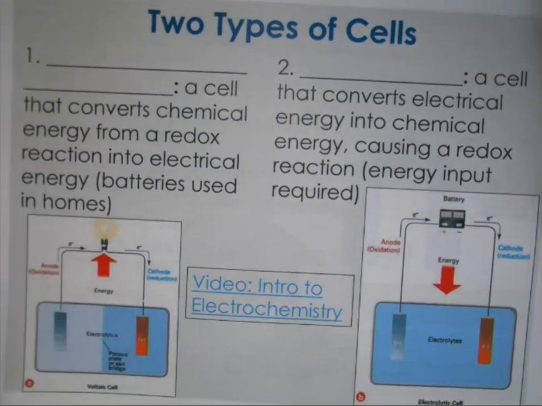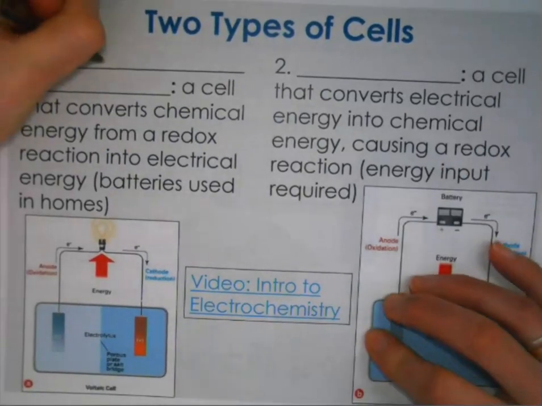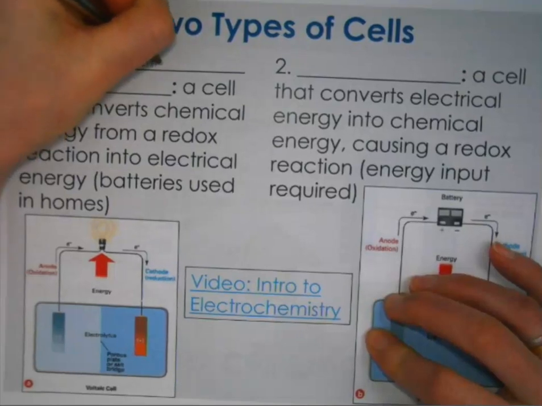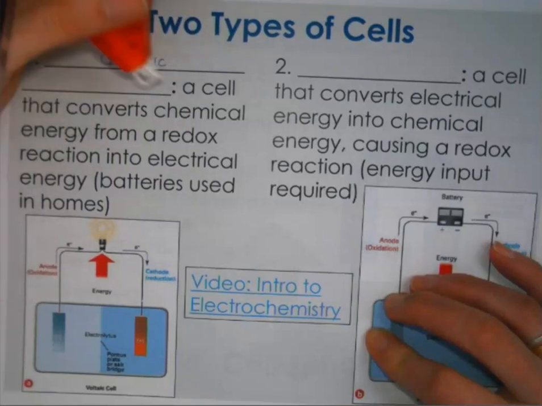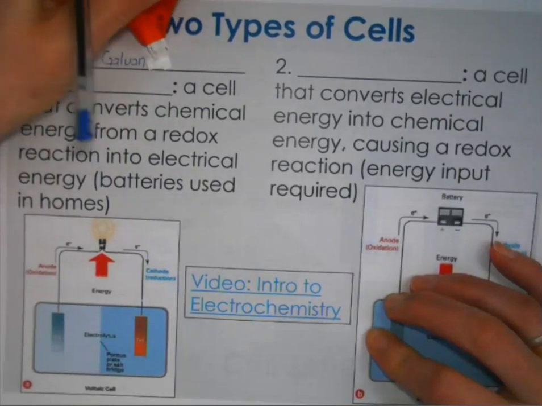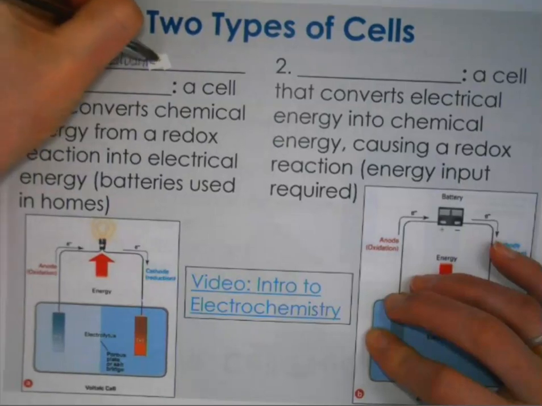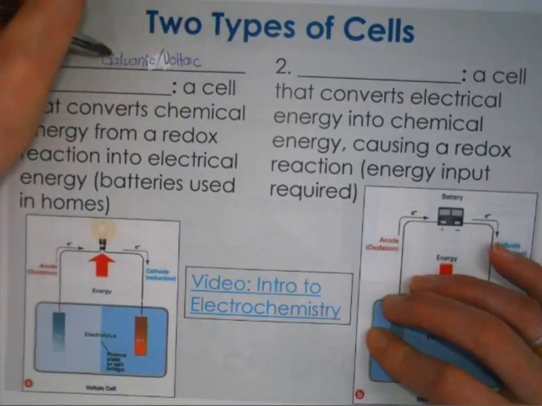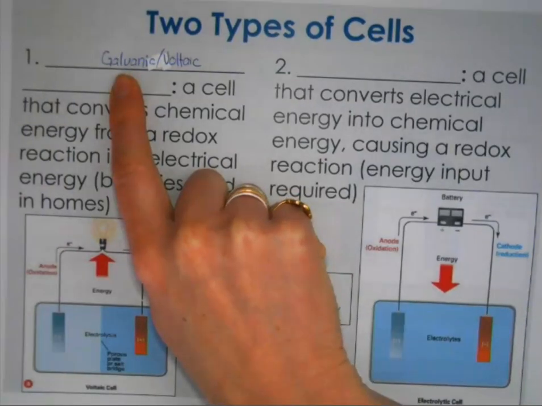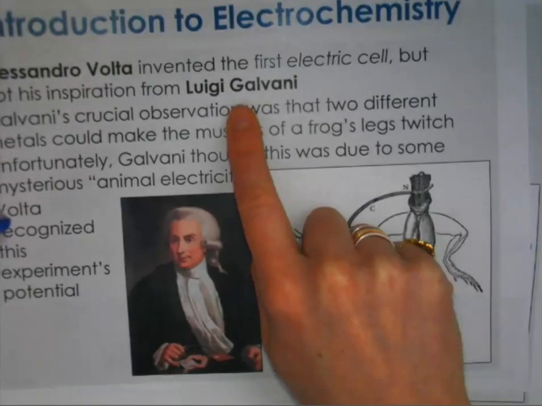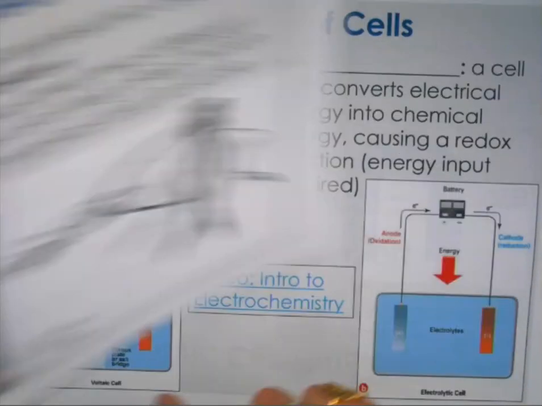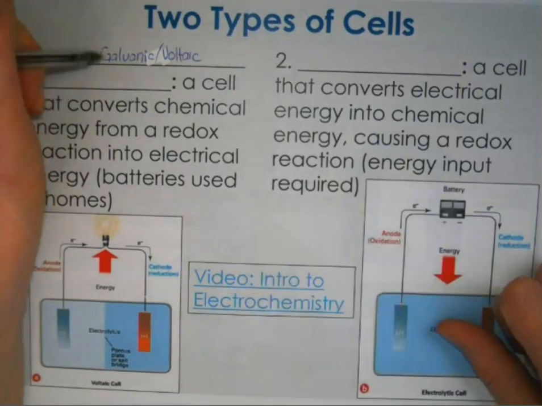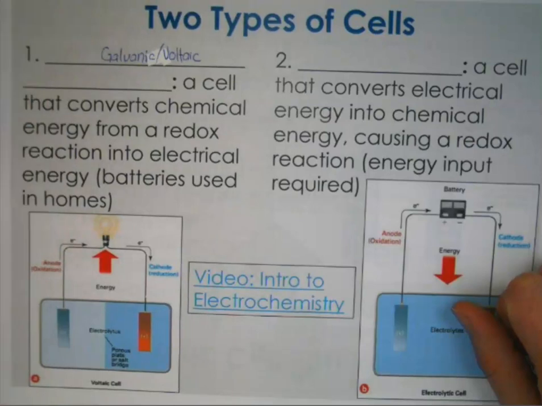Now there are two types of cells. The first one is called a galvanic or voltaic cell. Hopefully you can recognize the names there. If we think about our beginning, we had Luigi Galvani and Alessandro Volta. So the name is a nod to both of these scientists who contributed to the information that we needed to build this kind of cell.